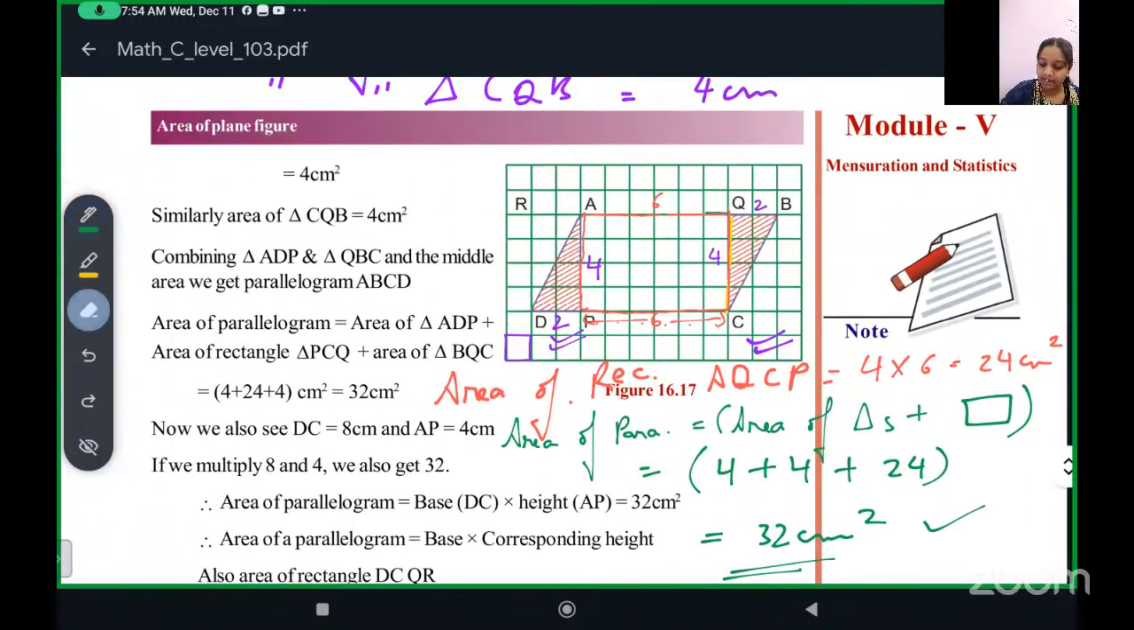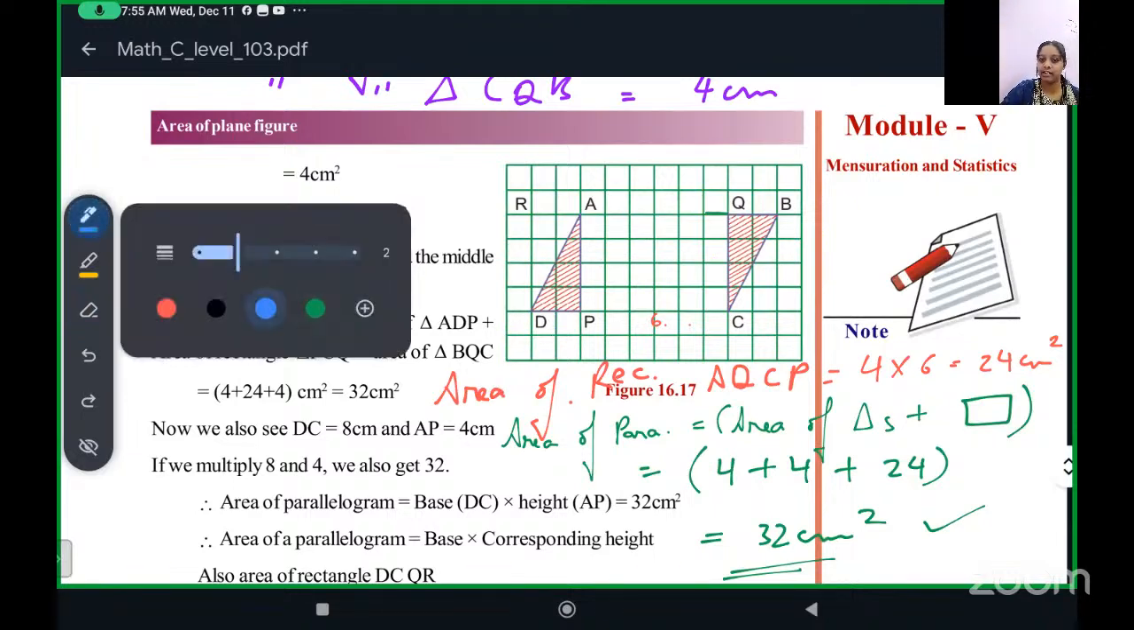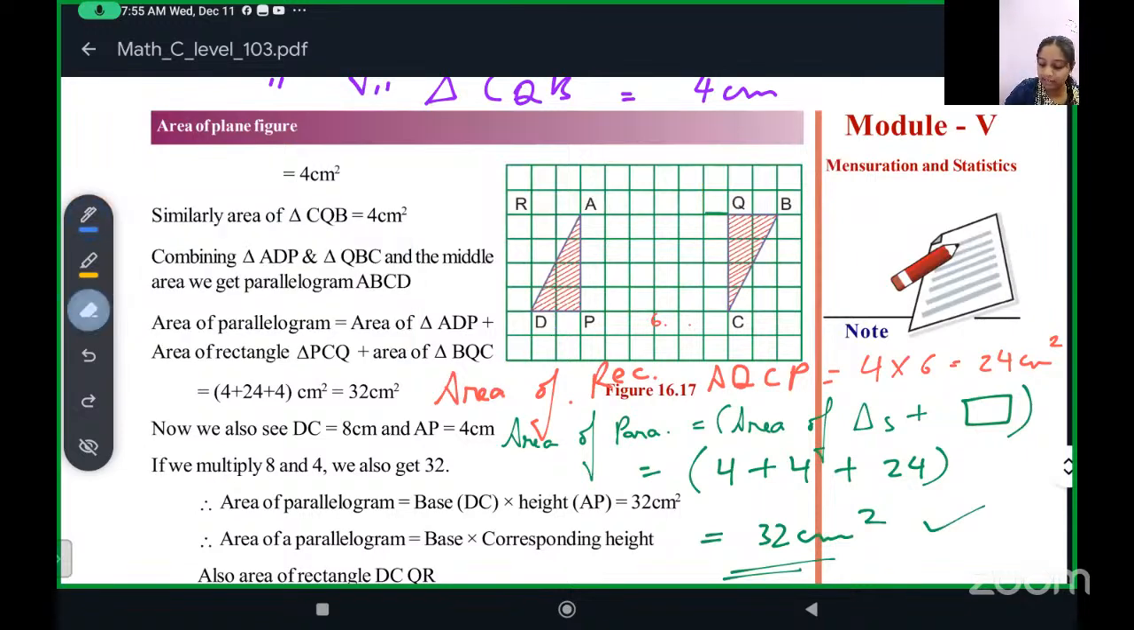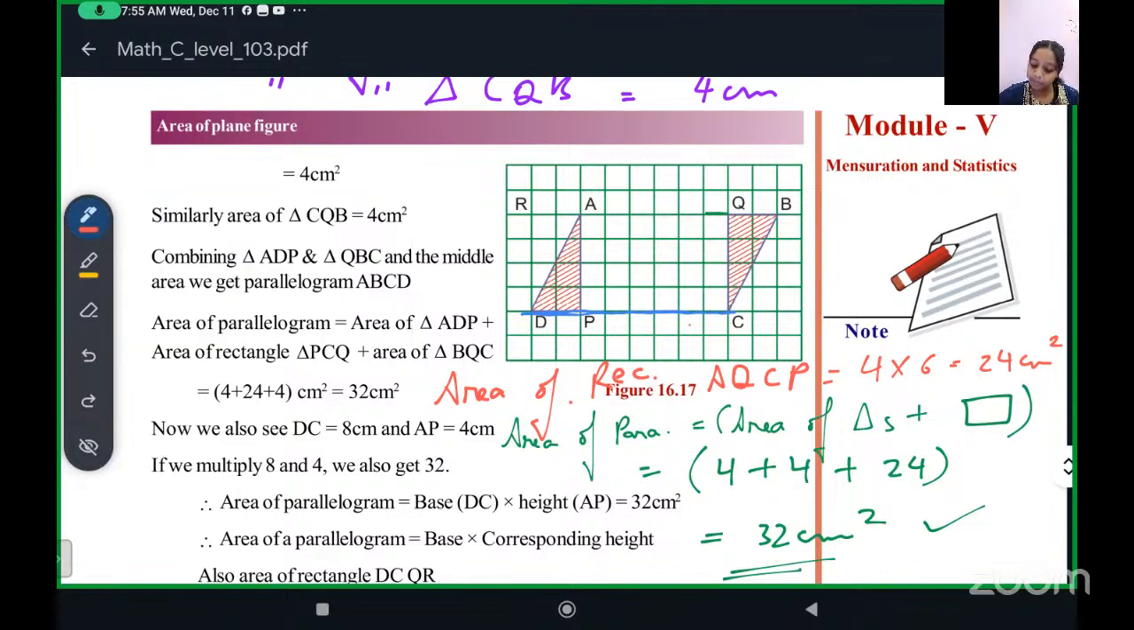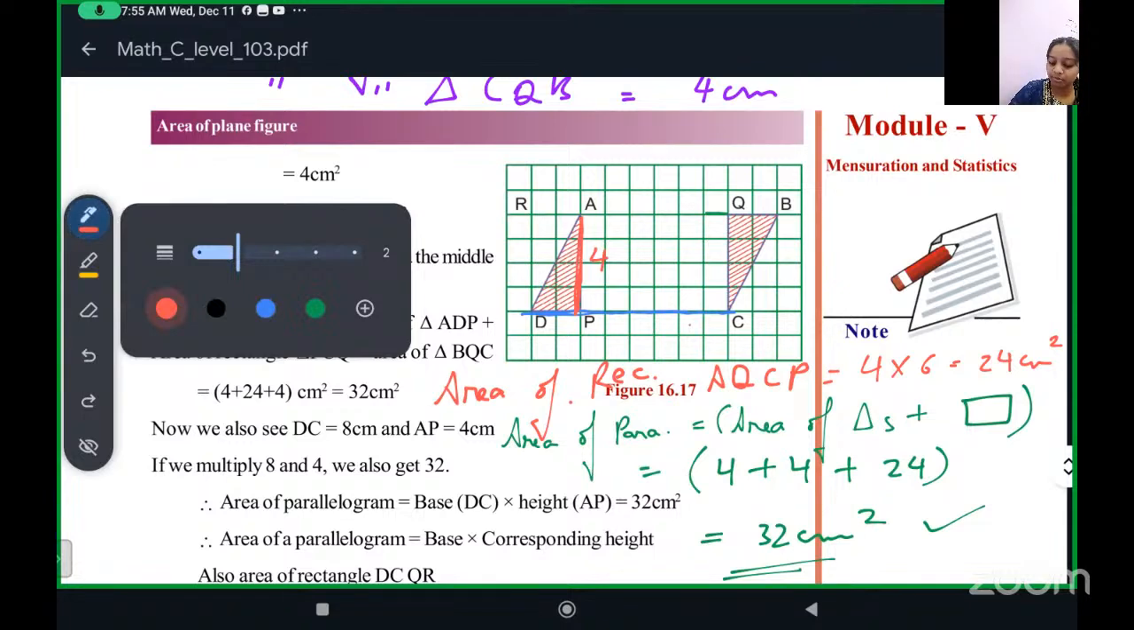Now I am just erasing all this from the diagram. Now, if I check the complete parallelogram, the whole parallelogram all together, then DC is my base, and AP is my height. Your AP, the vertical height. So AP, how many boxes? 4, so 4 centimeters. DC is how many boxes? 8. So 8.